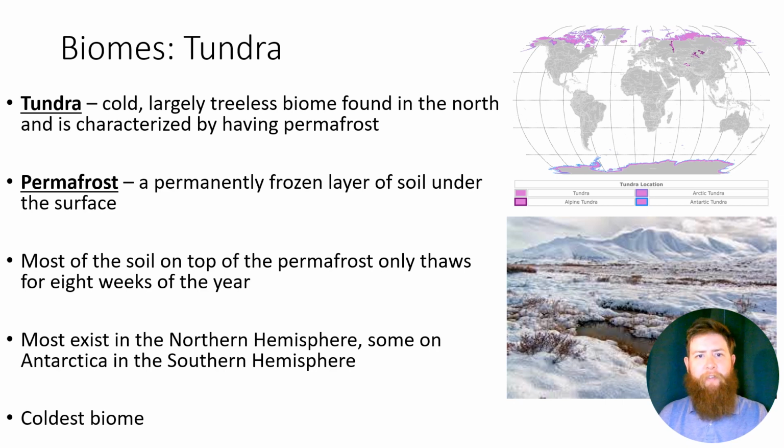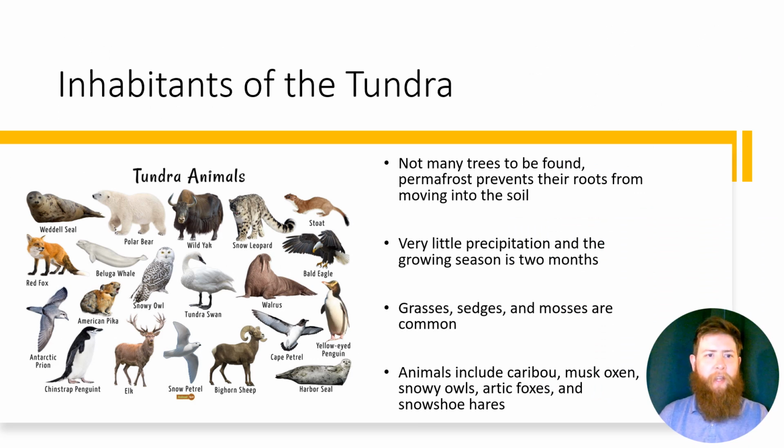Most of these exist in the northern hemisphere. There's some in the southern hemisphere on Antarctica. It is the coldest of the biomes. Some creatures that inhabit the tundra are shown here, but there's not many trees to be found because permafrost prevents their roots from moving into the soil, and also a lot of plant life. There's very little precipitation, and the growing season is 2 months. Most of the precipitation is snow instead of rain, so that's not as usable for plants.